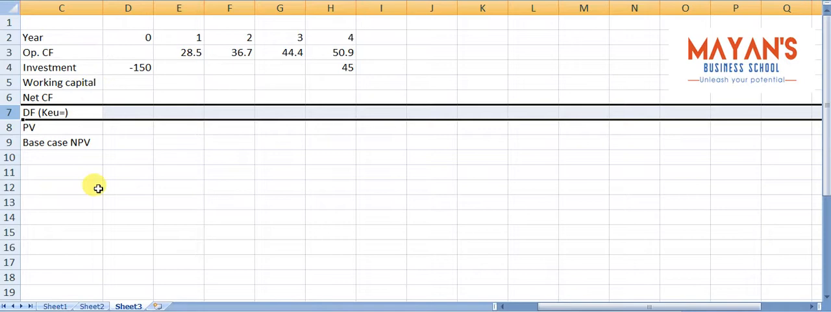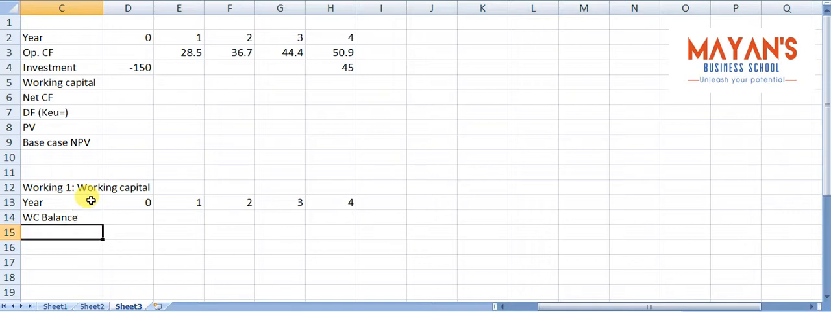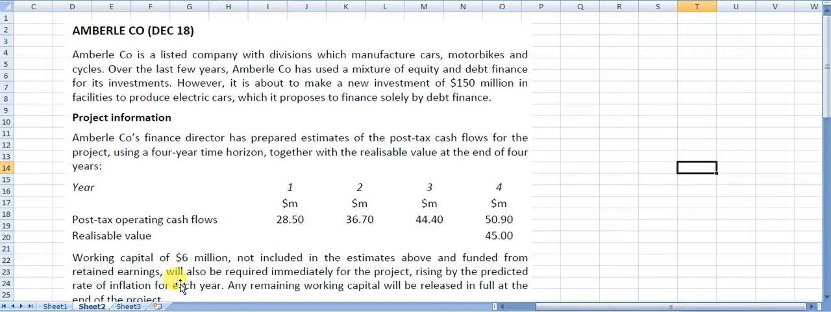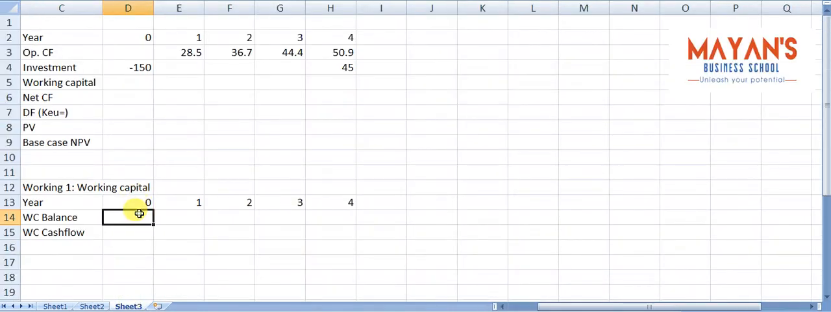Right, working capital, let me do in one working. Working one. Working capital. Here, years 0, 1, 2, 3, 4. You write the working capital balance and then working capital cash flow. Working capital balance, how they have given is immediately 6 million is required, which will rise with the level of inflation. Inflation is 8 and 5 percent. Initially 6 million. Then it increases with inflation.